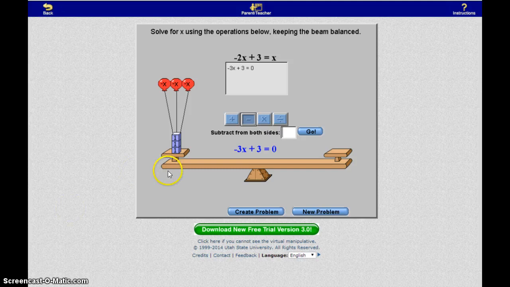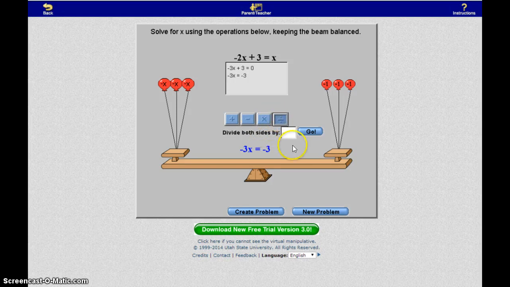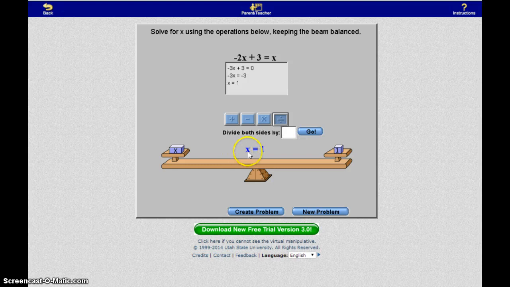Okay, so the first thing I did was I subtracted x from one side, and now I can see that I could subtract 3 from both sides. So I'm going to go ahead and do that. Okay, and now I see that I can divide by negative 3. Let's see, I have to make sure I enter in that negative 3. Oh, see, I have x equals 1.